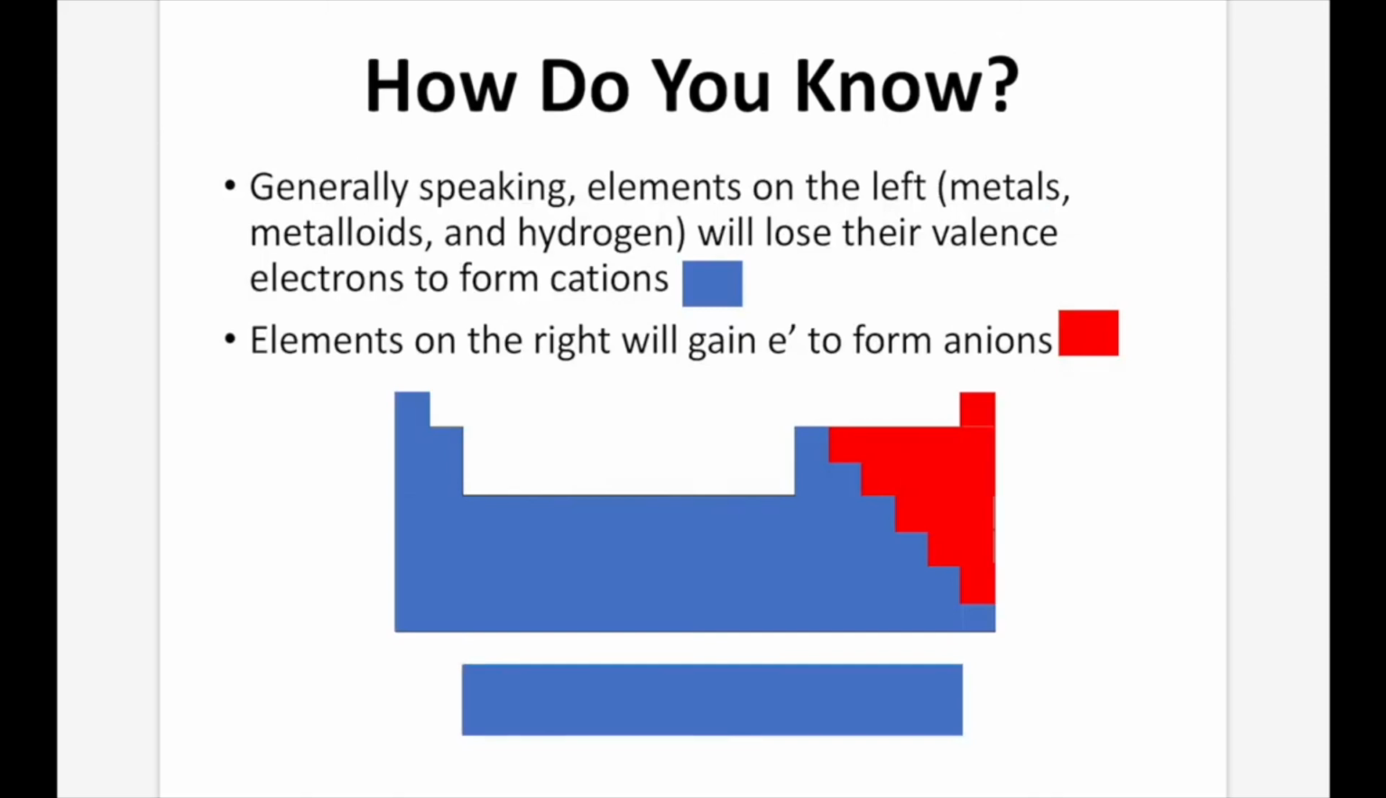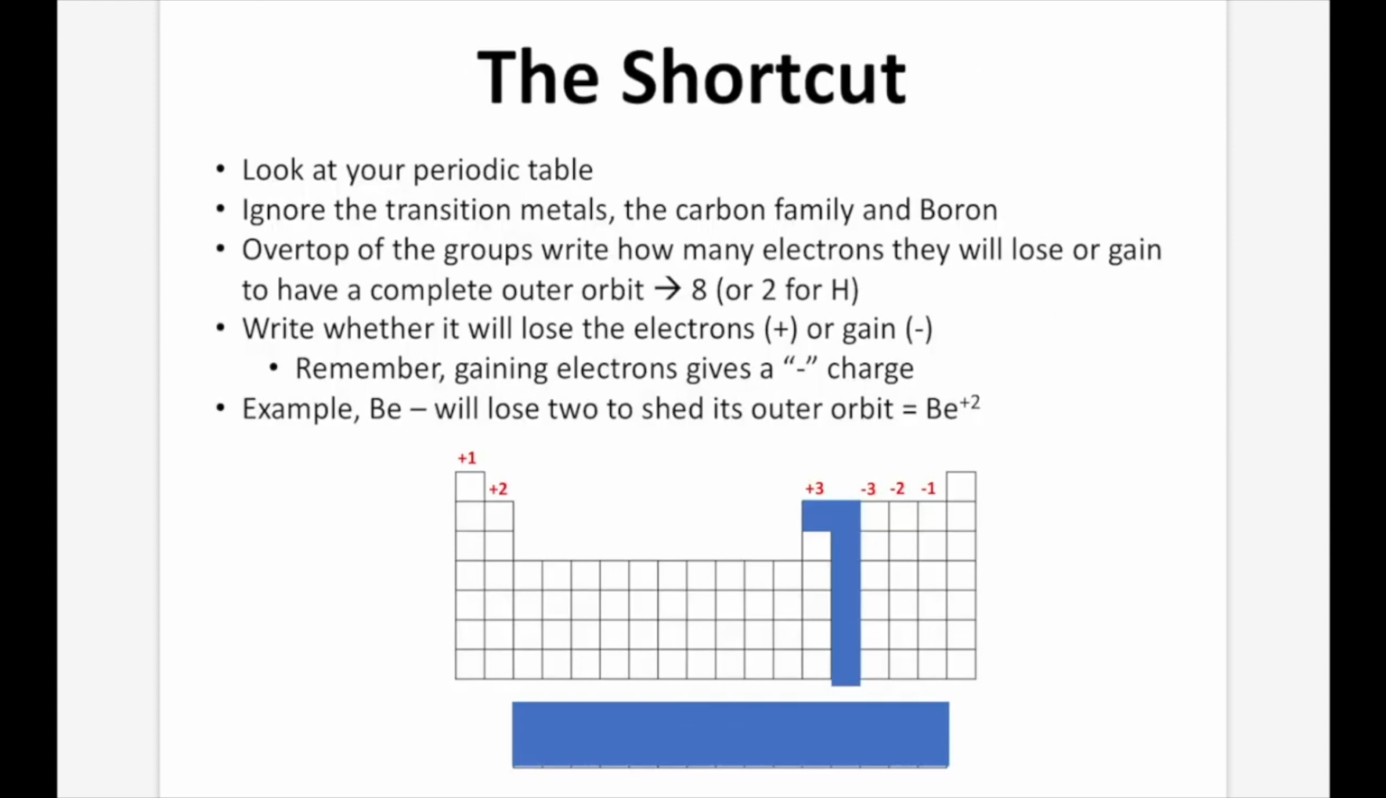Generally speaking, elements on the left, so the metals, metalloids, and hydrogen, will lose their valence electron and form cations. That's going to be represented by our blue squares. Elements on the right will gain electrons and form anions, and that's represented by the red square. So there's a shortcut to figuring this out.